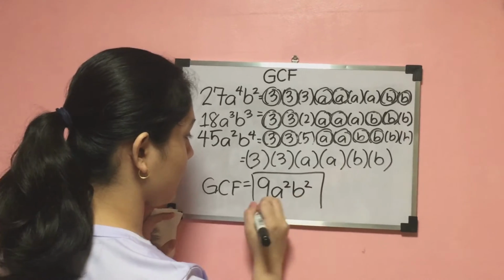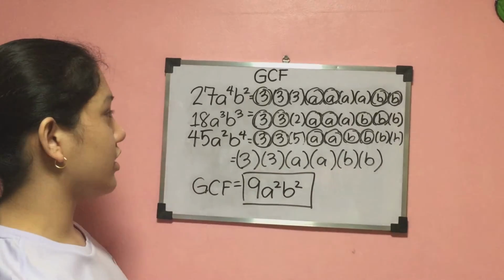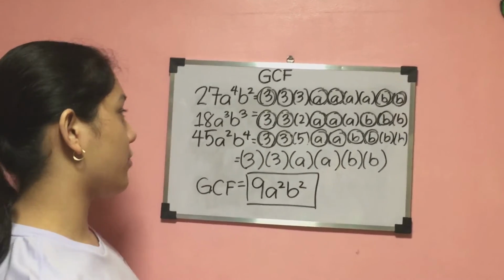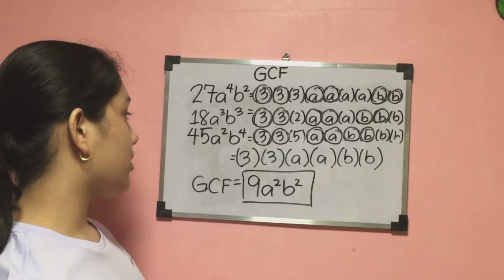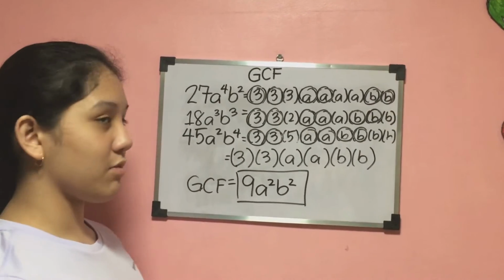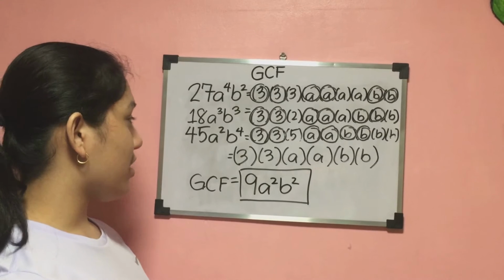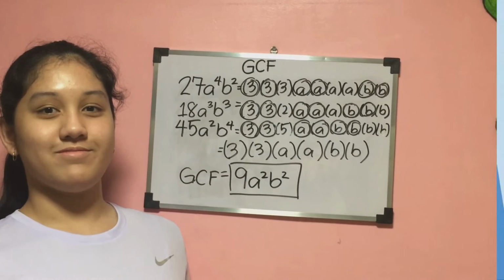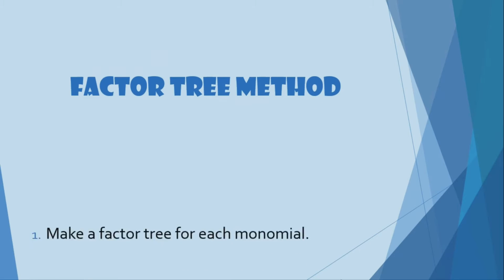And this will be the GCF of 27a to the power of 4b squared, 18a cubed b cubed, 45a squared and 45a squared b to the power of 4. The second method is the factor tree method.